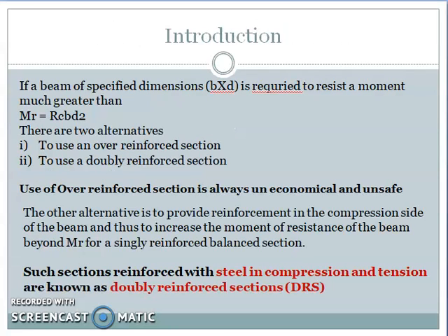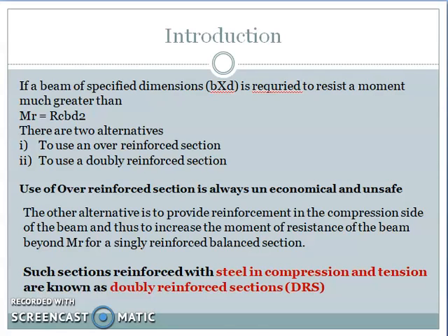If a beam of specified dimension B by D is required to resist some moment which is greater than MR, that is already derived for a singly reinforced balanced section, that is R_c B D square, then there are two alternatives. One, we have to use an over reinforced section, or we have to use a doubly reinforced section. If the moment is still MR, that is the value R B D square, then we can simply design it as a singly reinforced balanced section. If it is less than that, again we can go for a singly reinforced section.